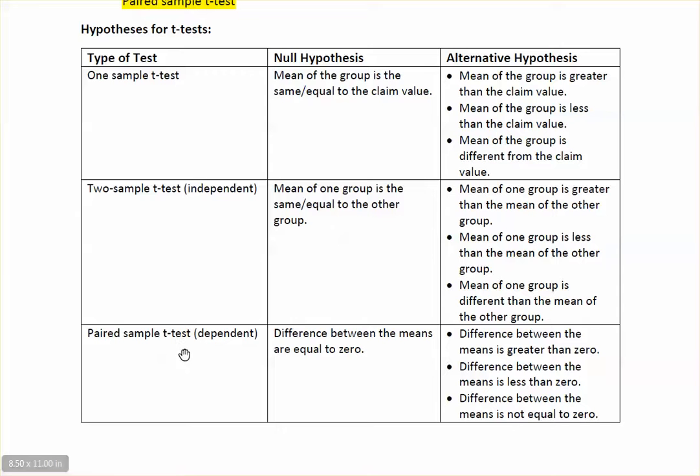Now for the paired sample, dependent, this is one where it might get a little confusing, because what you're actually looking at is the difference between the means. So in this case, the difference between the means is greater than 0, the difference between the means is less than 0, and the difference between the means is not equal to 0. And that's because you're actually subtracting.